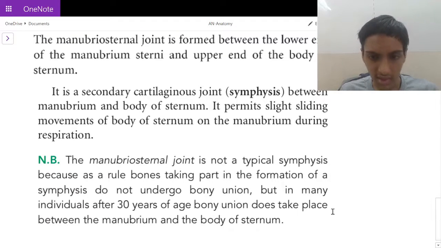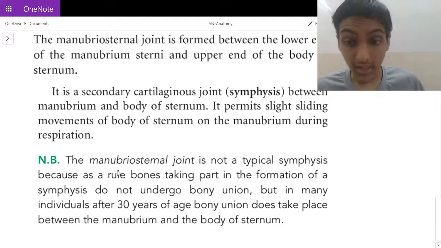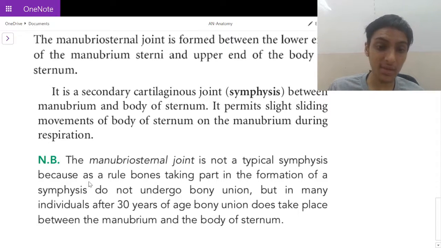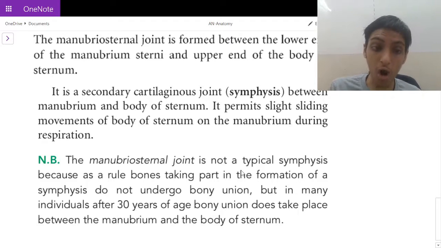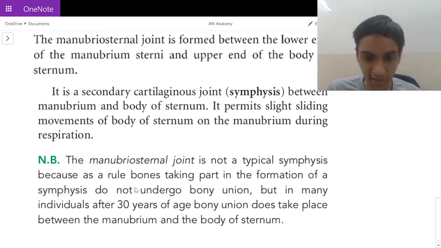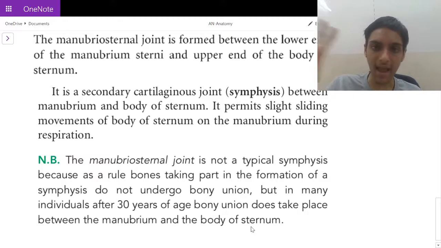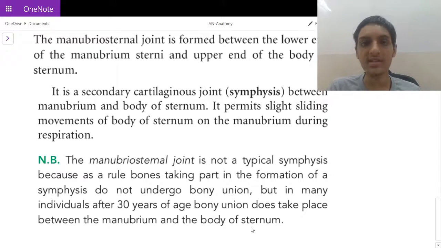Here we have to remember this point. The manubriosternal joint is not a typical symphysis, because as a rule bones taking part in formation of a symphysis don't undergo union. That is, the law of union of epiphysis does not come into the picture. But after 30 years, remember, bony union takes place between the manubrium and the body of the sternum.